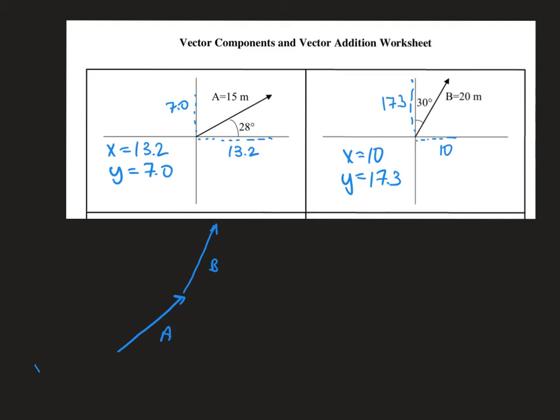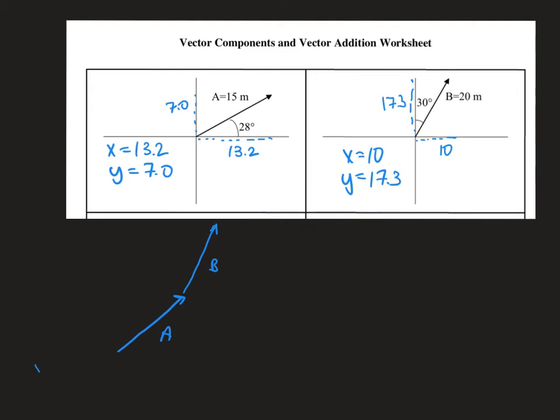Stop. Does this make sense? Is my hypotenuse still the longest side? Yeah. And 28 degrees, that's not a very high angle. So that means that I really should have a longer run than I should rise. Yep, looks about right. Same thing with our vector B.